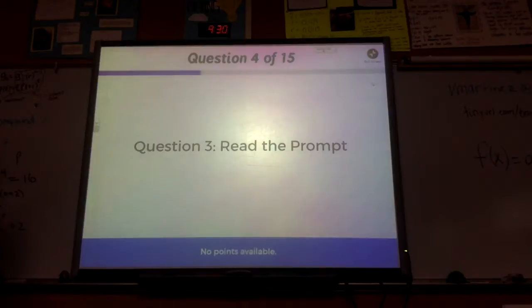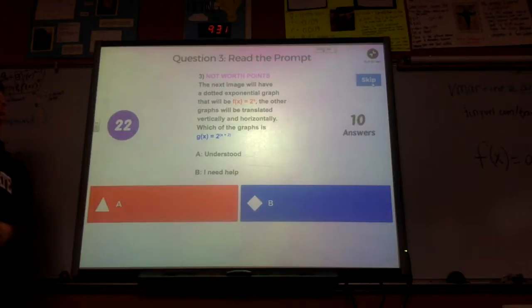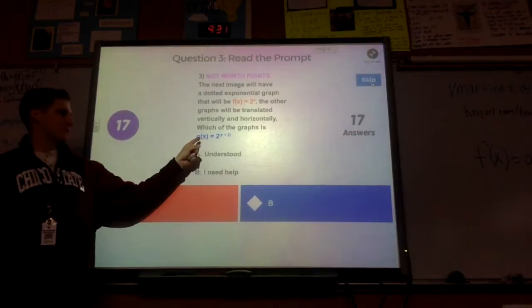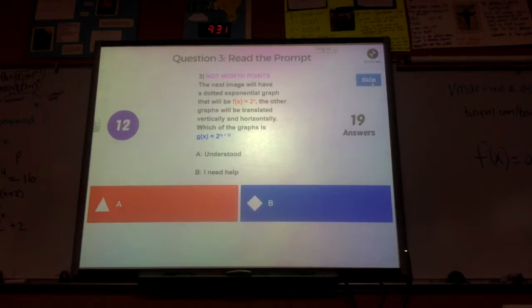Okay, this is not worth points. Read the prompts. Tell me if you understand or not. The next image will have a dotted exponential graph that will be f of x equals 2 to the x. The other graphs will be translated vertically and horizontally. We want to find which of the graphs is g of x equals 2 raised to the power of x plus 2. Understood? Or I need help. And if you need help, be ready to ask a question of what you're not understanding. It'll make a lot more sense when you see the next one.